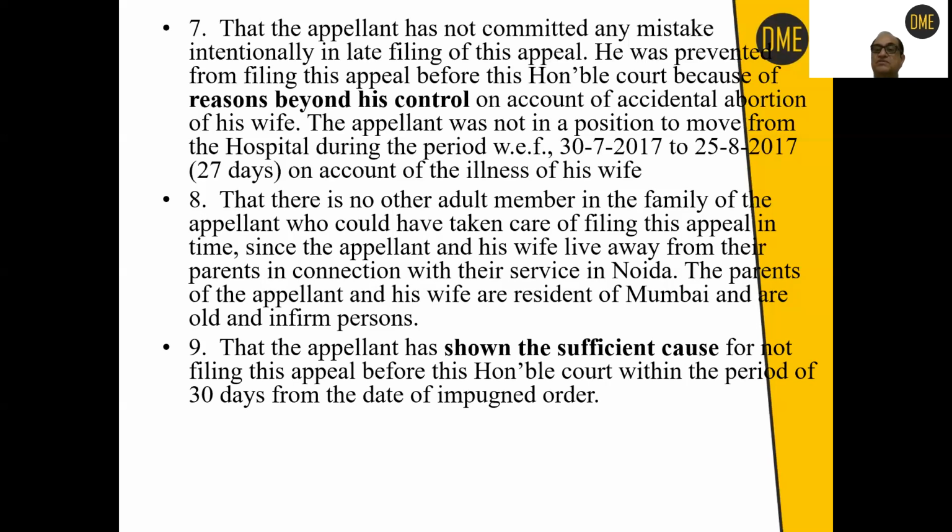So the appellant is pleading that the appellant has shown sufficient cause for not filing this appeal before this honorable court within the period fixed by the Limitation Act. That is the period of 30 days to be counted from the date of the impugned order. And as I told you earlier, the date of judgment has to be excluded from counting the period of limitation.